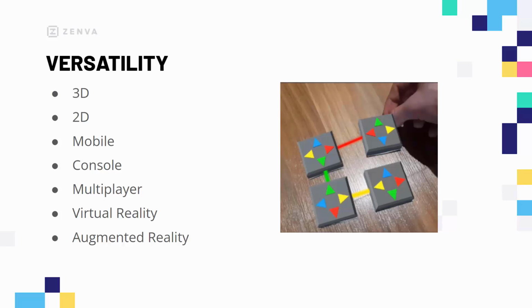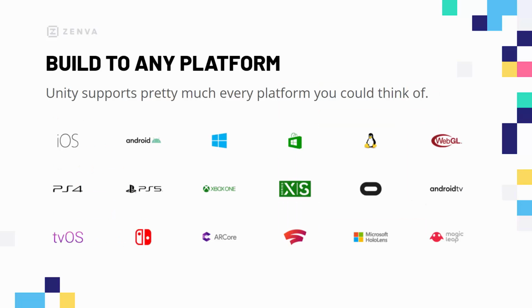And along with all these different things that we can create, Unity also allows us to build to pretty much any platform you can think of. Android, iOS, even if you want to build to Microsoft VR headsets, Unity has the tools available to do that.